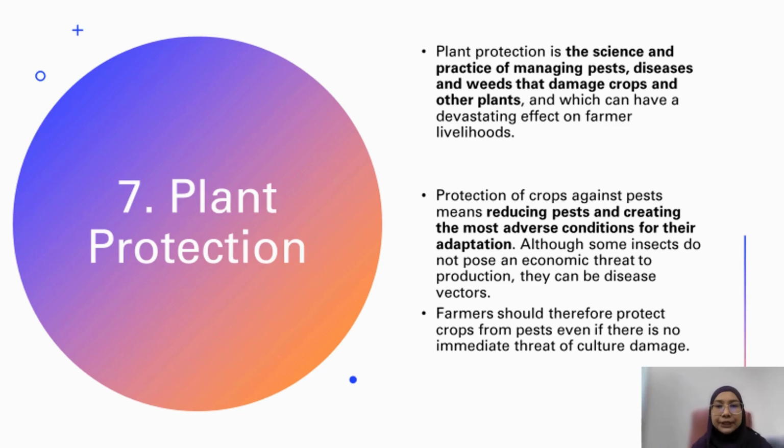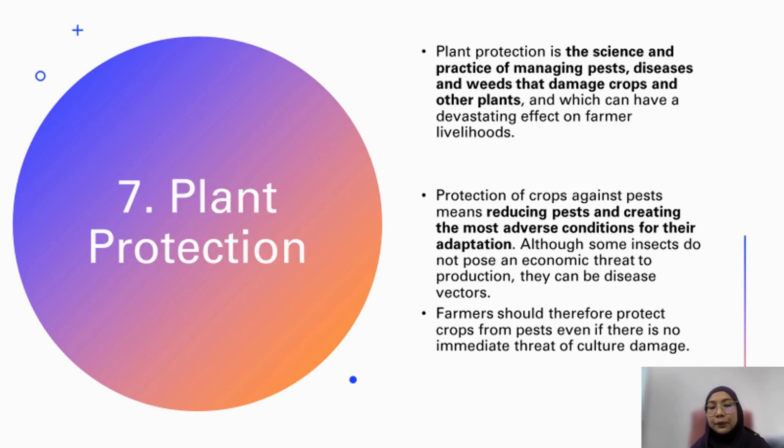Okay, plant protection. Plant protection is the science and practice of managing pests, diseases, and weeds that damage crops and other plants, and which can have a devastating effect on the farmer's livelihood. So the protection of crops against pests means reducing the pests and creating the most adverse conditions for their adaptation. So it means here we have to control by disrupting their habitat. Although some insects do not pose an economic threat to production, they can be disease vectors. Farmers should therefore protect crops from pests even if there is no immediate threat.